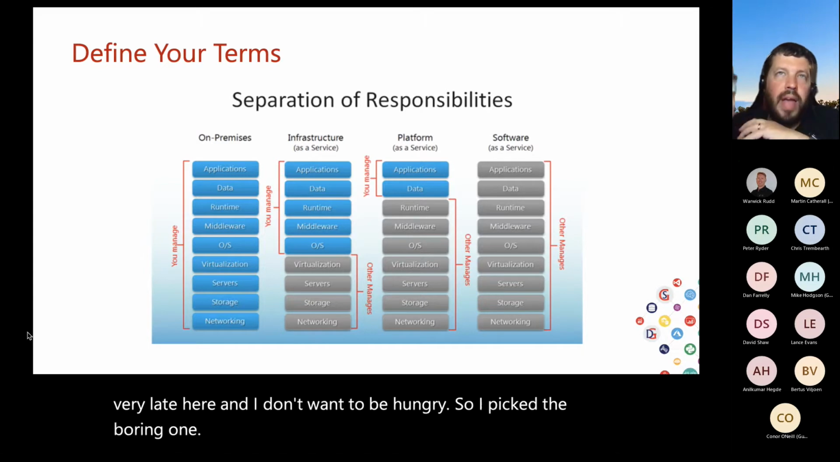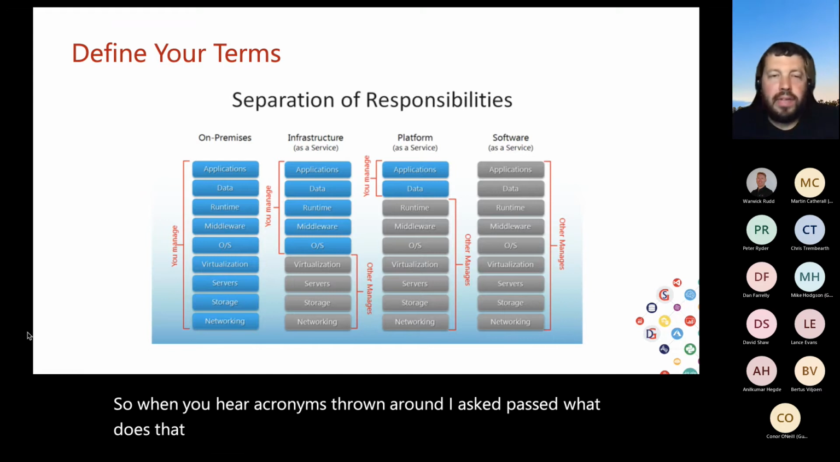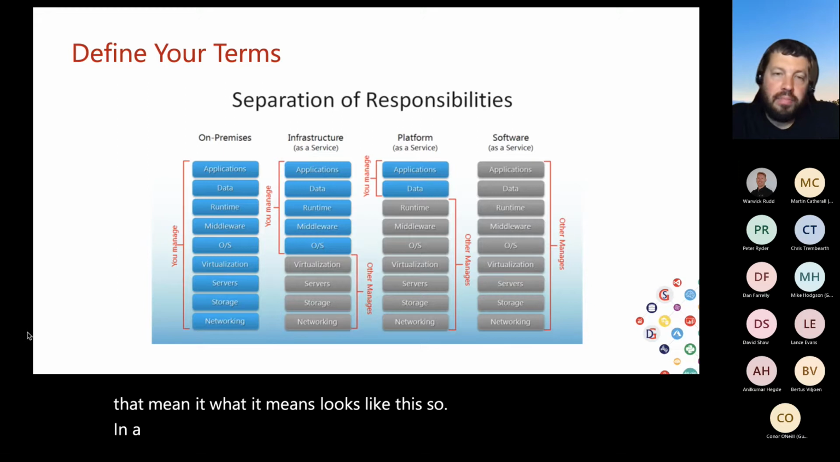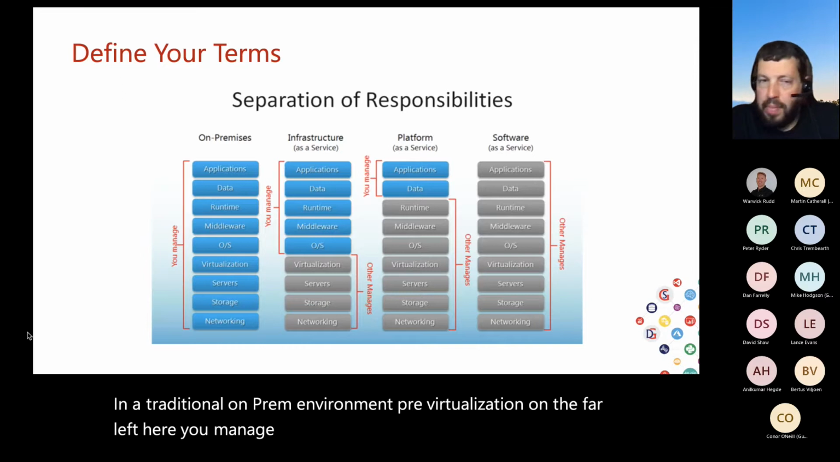When you hear acronyms thrown around, IaaS, PaaS, what does that mean? What it means looks like this. In a traditional on-prem environment, pre-virtualization, on the far left here, you manage everything. Bare metal, network cables, all those sorts of things.